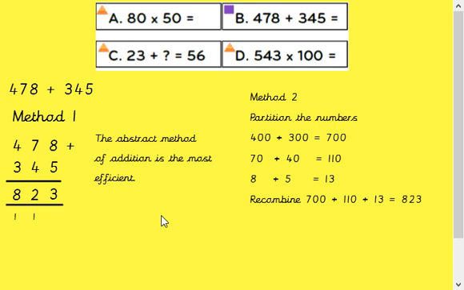Second method, maybe we could have partitioned your numbers. So we could have had 470 and 8 and 340 and 5. Add your hundreds together. 400 plus 300 is 700. 70 plus 40 would be 110. And 8 plus 5 would be 13. If you recombine the numbers, you get 823, which agrees with the abstract answer.